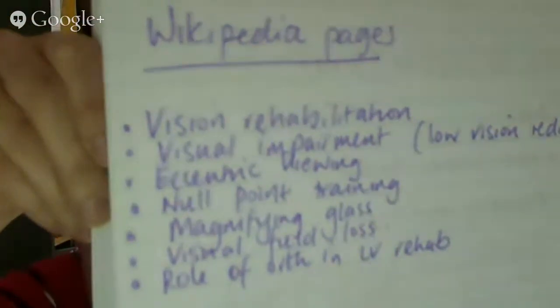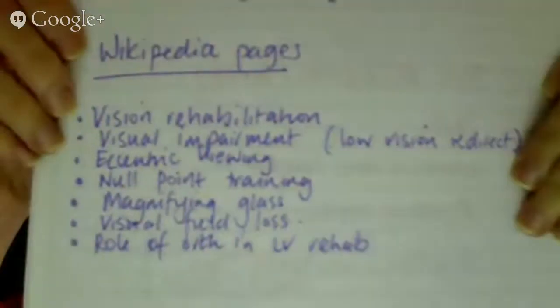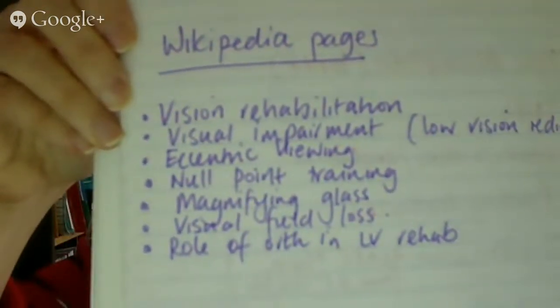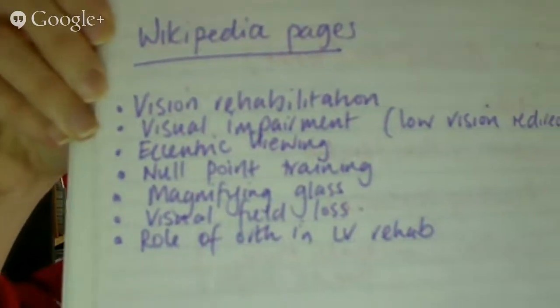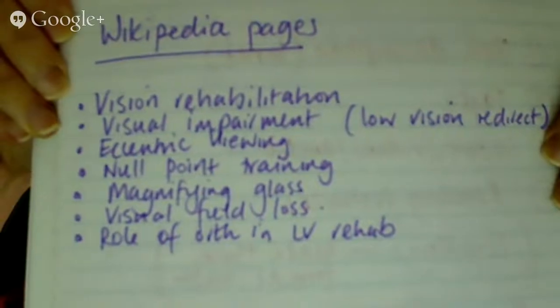And I found 1, 2, 3, 4, 5, 6, 7 possible pages that would be worthwhile. So, I don't know, can you see there? So vision rehabilitation, visual impairment, eccentric viewing, null point training, magnifying glass, visual field loss, role of orthoptics in low vision rehab. Okay, righto. Yeah. So, for example, that last one, there is already a Wikipedia page on what an orthoptist is. It's not very good, so that needs work anyway.